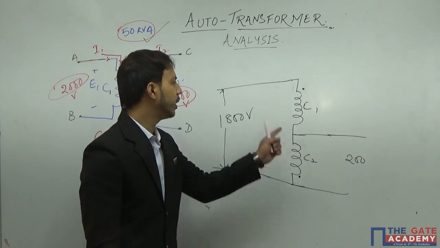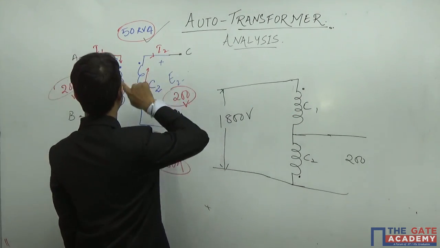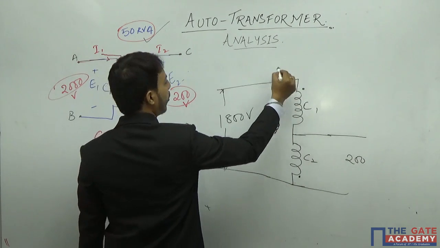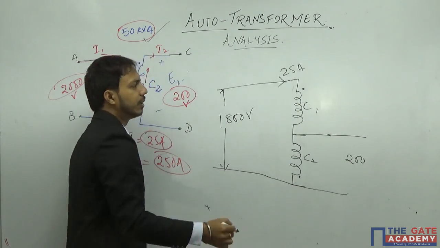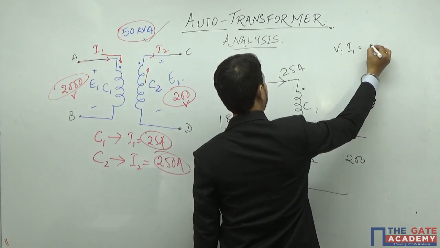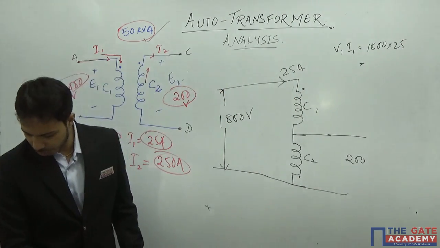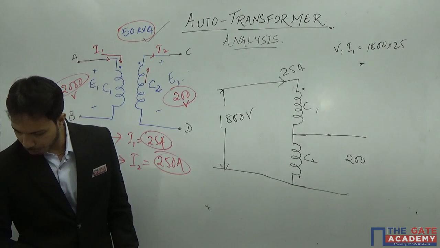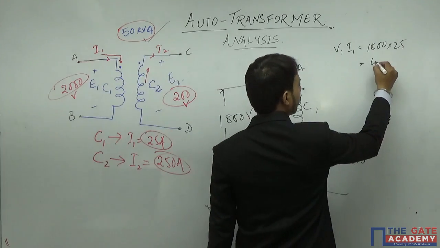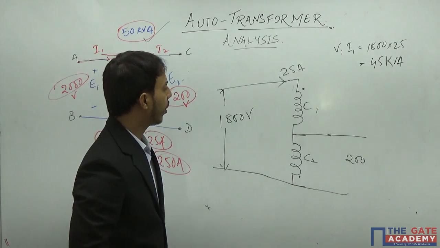Now how to find the kVA? It's very simple, 1800, and I have C1 here. If I have C1 here, that means my current I1 will be 25 amps. So by looking at only this part, I can say that V1 I1 is 1800 multiplied by 25. 1800 into 25 will give me 45 kVA. Okay, 45 kVA. Please calculate and just recheck it. So it should be 45 kVA.